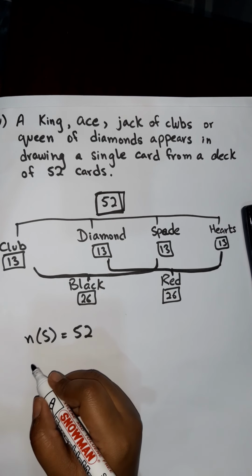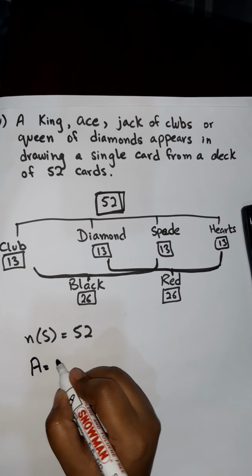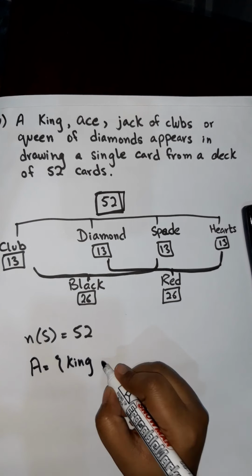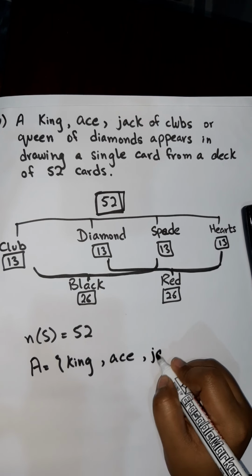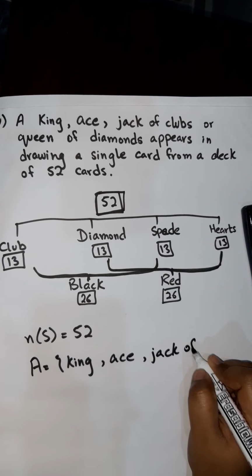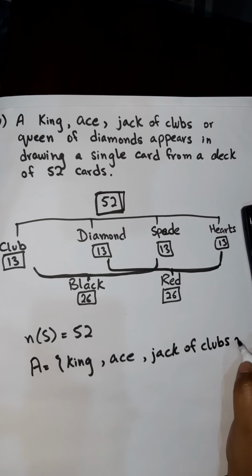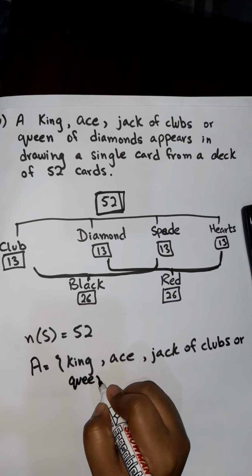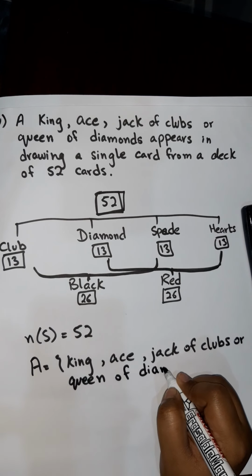Now event A will consist of king, ace, jack of clubs, or queen of diamond.